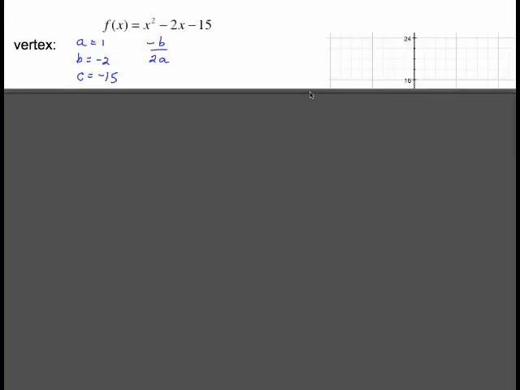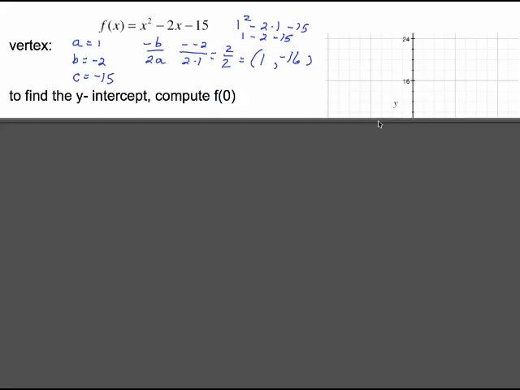There's my a, b, and c numbers written down. We know we need to start with negative b over 2a, so this is just negative of negative 2 on the top, all over 2 times 1. So that's going to be 2 over 2, which is 1. So the x coordinate of my vertex is 1 comma something. All I have to do is plug 1 into this up here, so this is 1 squared minus 2 times 1 minus 15, which makes it 1 minus 2 minus 15, which is negative 16. So after the vertex, we have to find the y-intercept, and we know that means just compute f of 0.